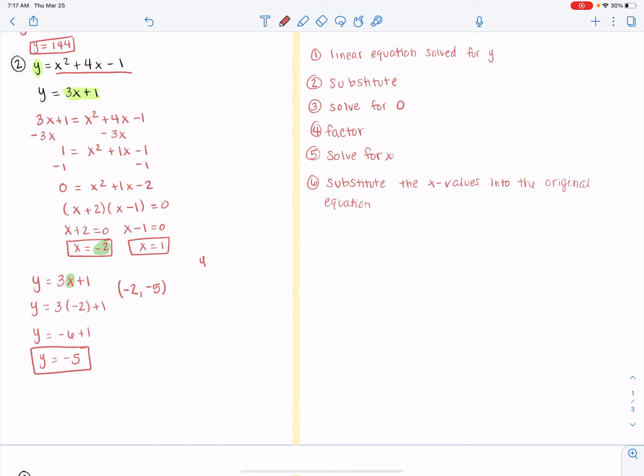But I also have this other x value I need to use. So y equals 3 times 1 plus 1. y equals 3 plus 1. y equals 4. So they will also intersect where x is 1 and y is 4. So again, we have two ordered pairs where our lines will intersect. Last we solved for y. All right, last example.